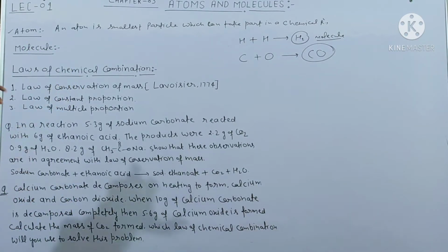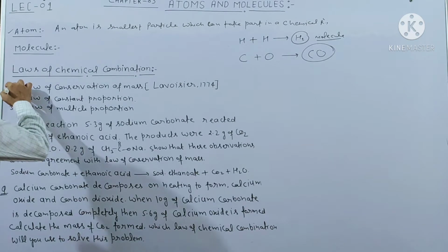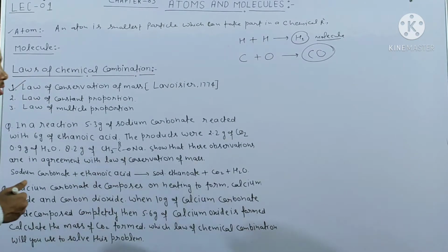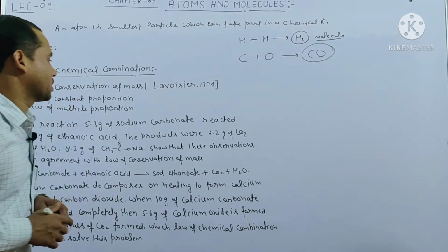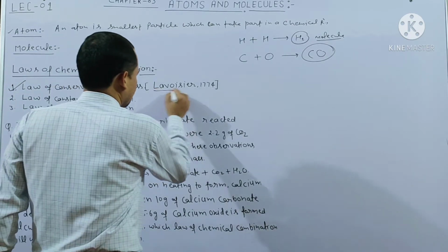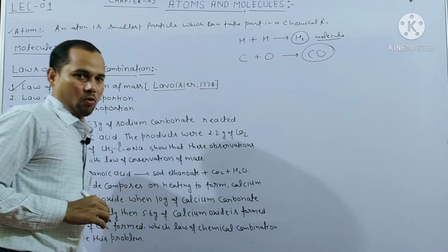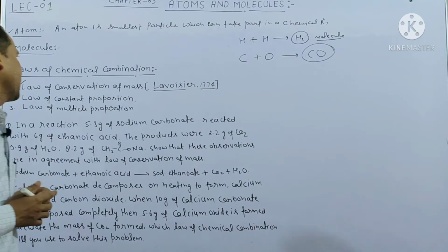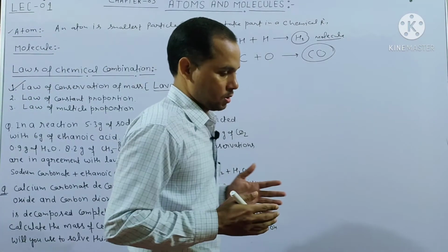So the first one is the law of conservation of mass, the second is the law of constant proportion, and the third one is the law of multiple proportion. In this video we will study in detail the law of conservation of mass. This law was given by the scientist Lavoisier in 1774. What is the basic idea of this law of conservation of mass?